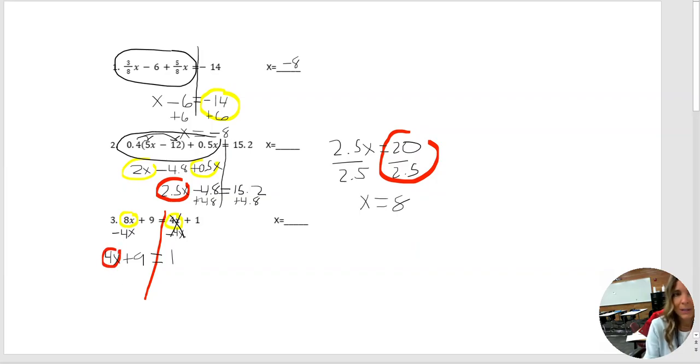So we're going to have to get rid of that multiplication of 4. And we do not want the 9 on the left side. So I'm going to subtract 9, so that I end up with my variable term on one side and my constants on the other side. And then last step is to divide by 4, so x equals -2.